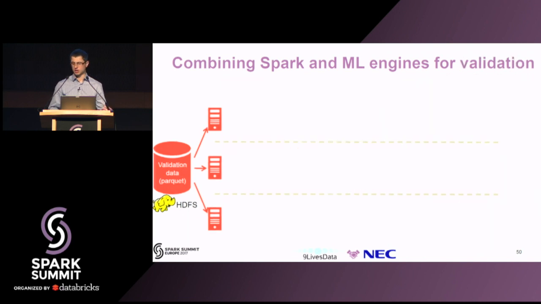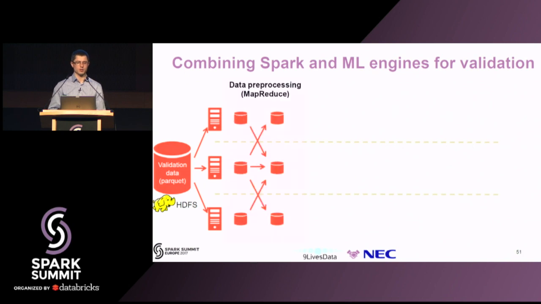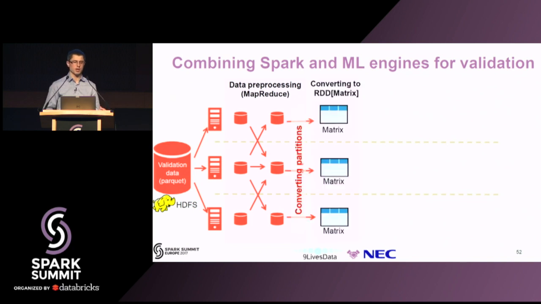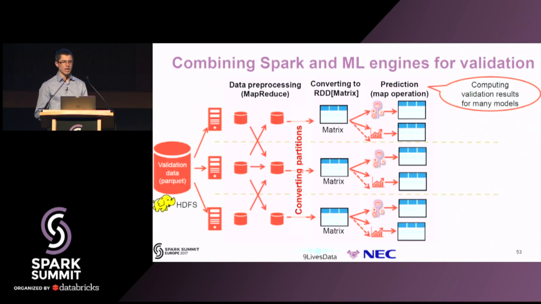And now let's look at the second flow of our application, validation flow. So it starts in a similar way. We read data, perform very similar data preprocessing, but then there is a difference to what was in a training phase. So actually, we don't perform any downscaling here. We just convert initial data in the initial format into the RDD of matrices. And then in the next step, we would like to, in the map operation, perform a prediction.